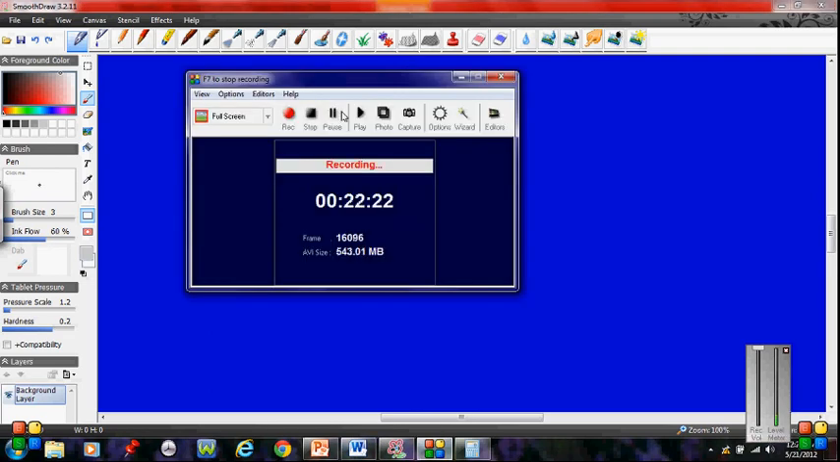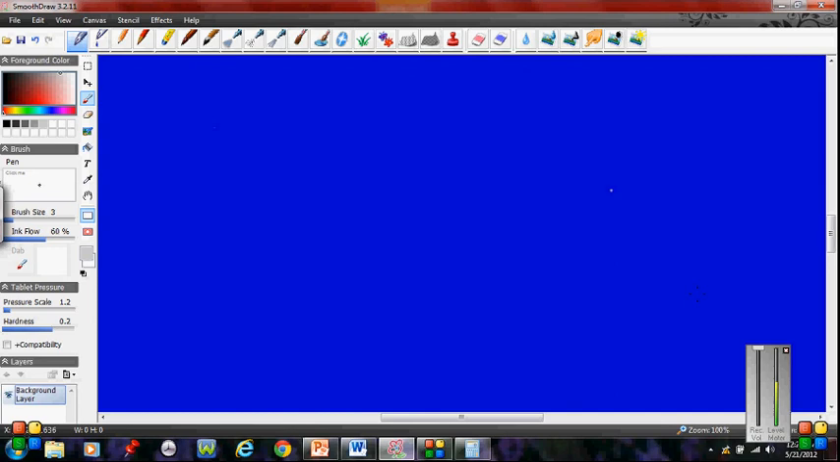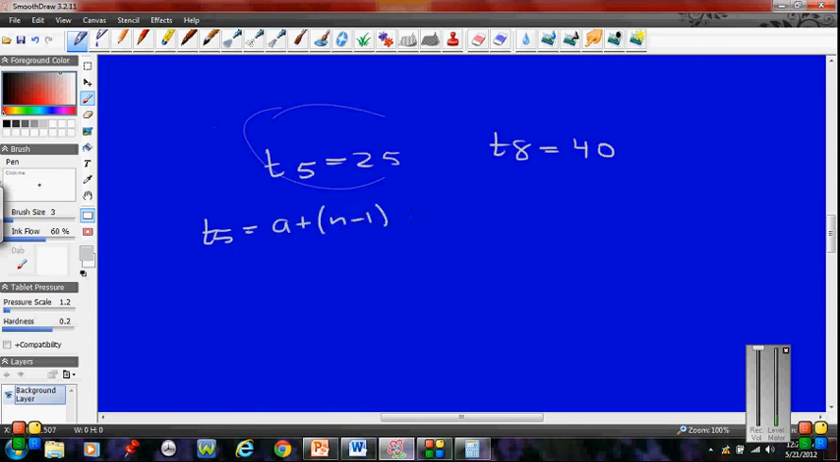Okay, so I've come up with an example now that we can actually work on. Let's say that T5 is equal to 25 and T8 is equal to 40. Let's write our equation out and see what we know from this. So let's write it out for this number right here. T5 is equal to a plus n minus 1 d, correct? Let's simplify it even more: 5 minus 1 d, correct?